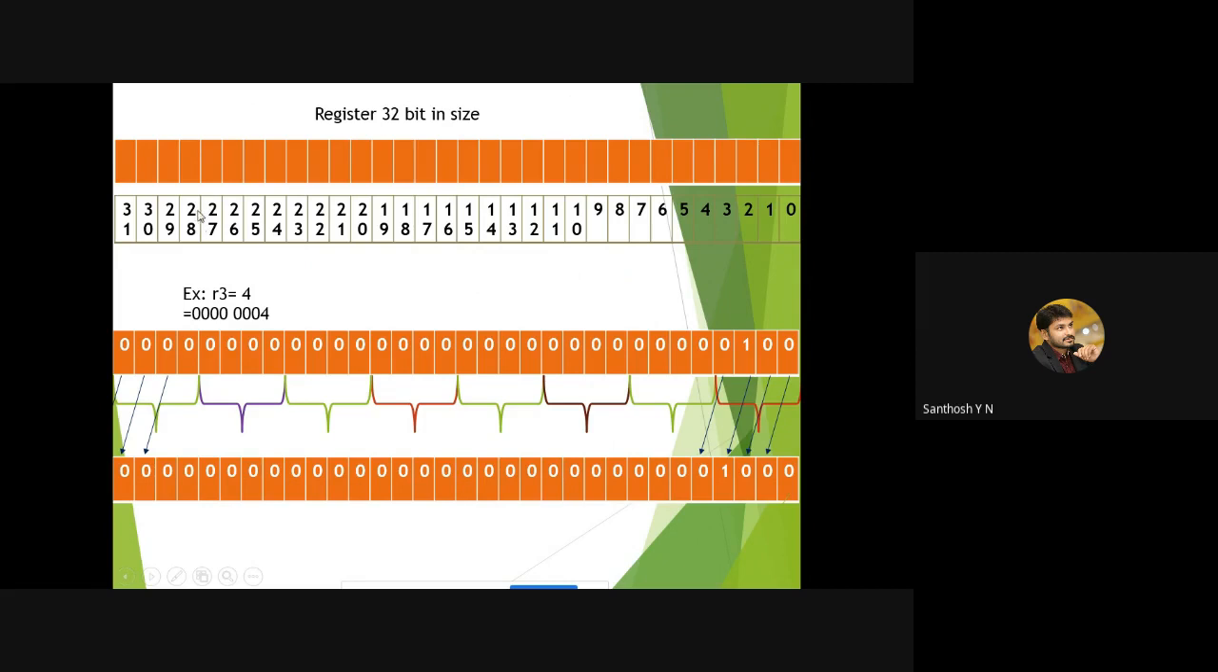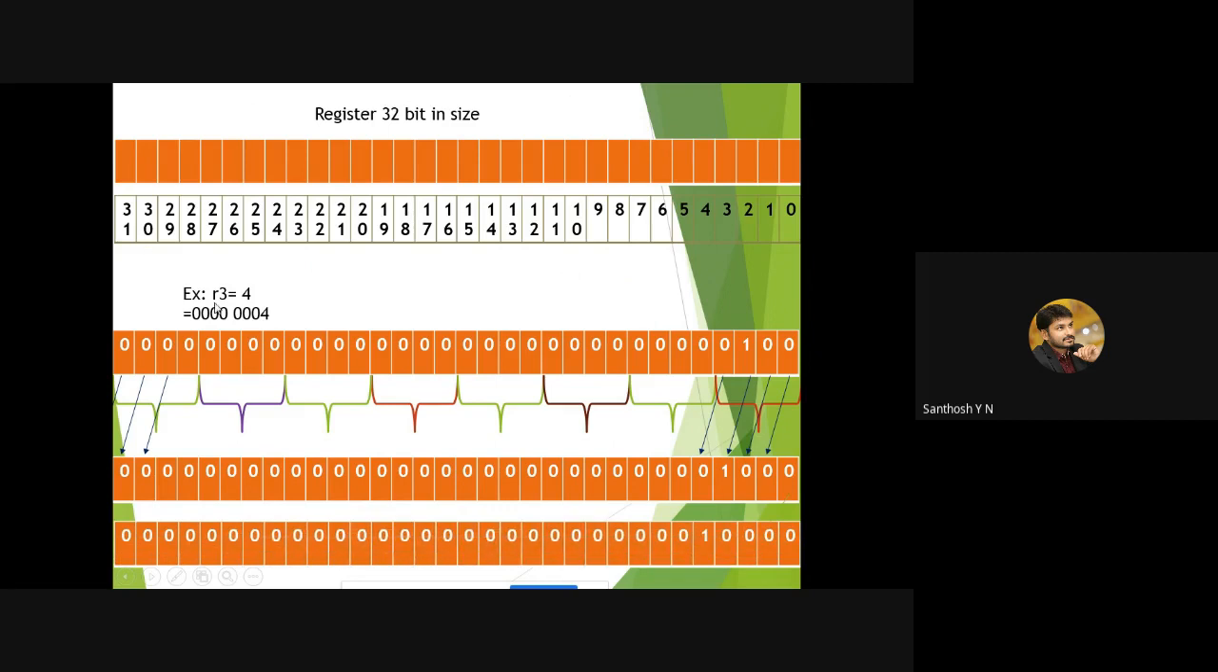See here, this is bit position 0, bit position 1, bit position 2, bit position 3. Likewise, I have written up to bit position 31. What is the data I have considered? R3 is 4, that is 00000004. I have represented this data in binary form. All the bit positions are filled with zeros, only the second bit is filled with 1. So I mean to say that you are representing the 4 here.